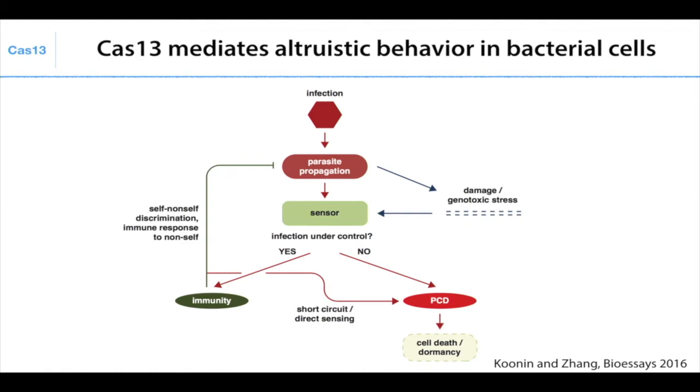But a second mode of defense is where if the virus escapes the sensor and begins to replicate and make many copies of the virus in that cell, now the population is at risk, because if the virus escaped, all the replicated viruses escaped, then they can infect many more cells, and the infection is now not under control anymore.